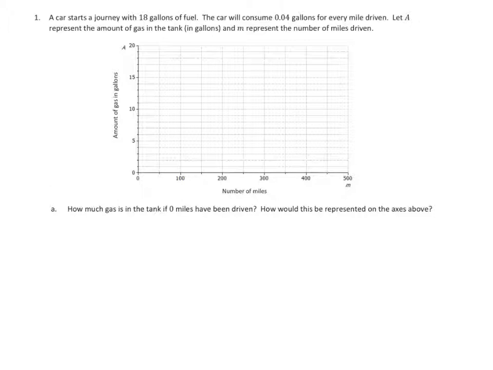Question 1. A car starts a journey with 18 gallons of fuel. The car will consume 4/100ths of a gallon for every mile driven. Let A represent the amount of gas in the tank in gallons and M represent the number of miles driven. Part A. How much gas is in the tank if 0 miles have been driven? How would this be represented on the axes above?